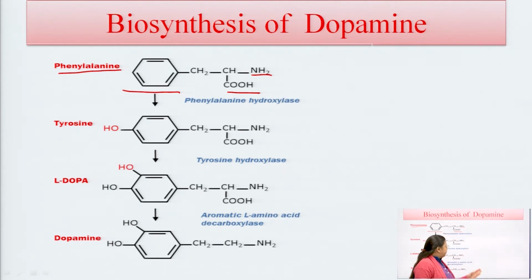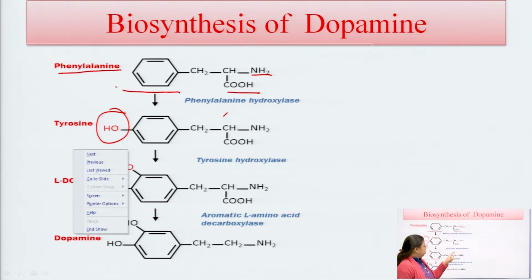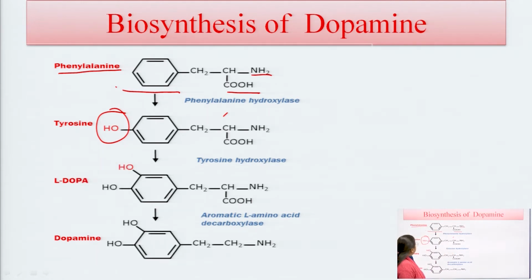We have seen that the phenylalanine hydroxylase enzyme reacts with phenylalanine to form tyrosine, and this tyrosine has a hydroxyl group at the para position. So the difference between phenylalanine and tyrosine is the presence of a hydroxyl group at the para position of the aromatic ring. Okay. So phenylalanine is converted into tyrosine by the phenylalanine hydroxylase enzyme, and this tyrosine is again converted into L-dopa with the help of the tyrosine hydroxylase enzyme.